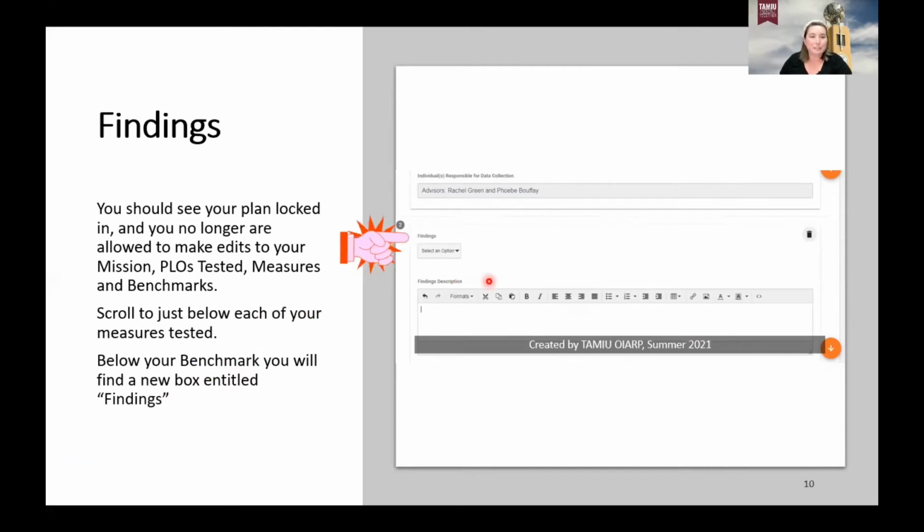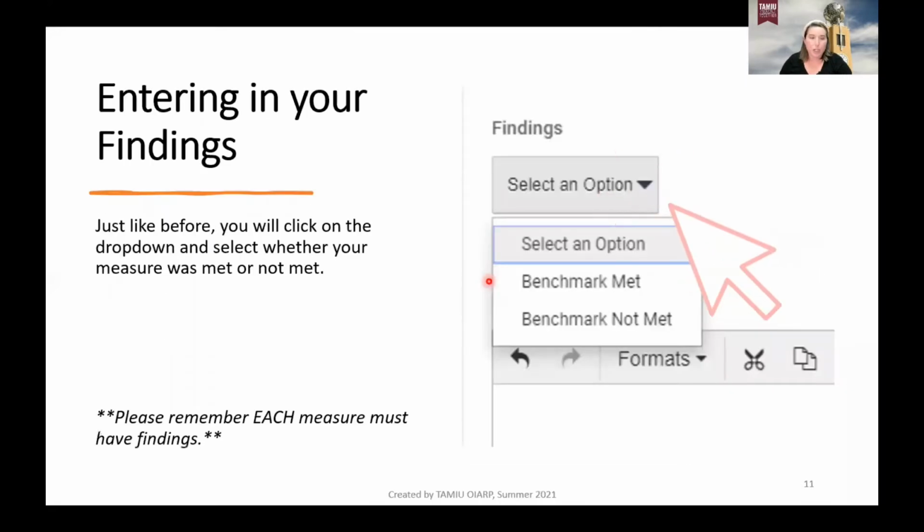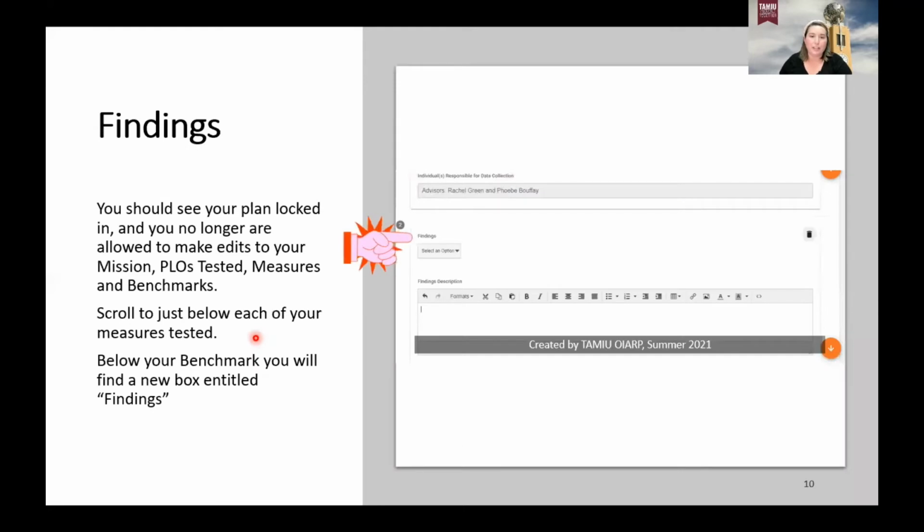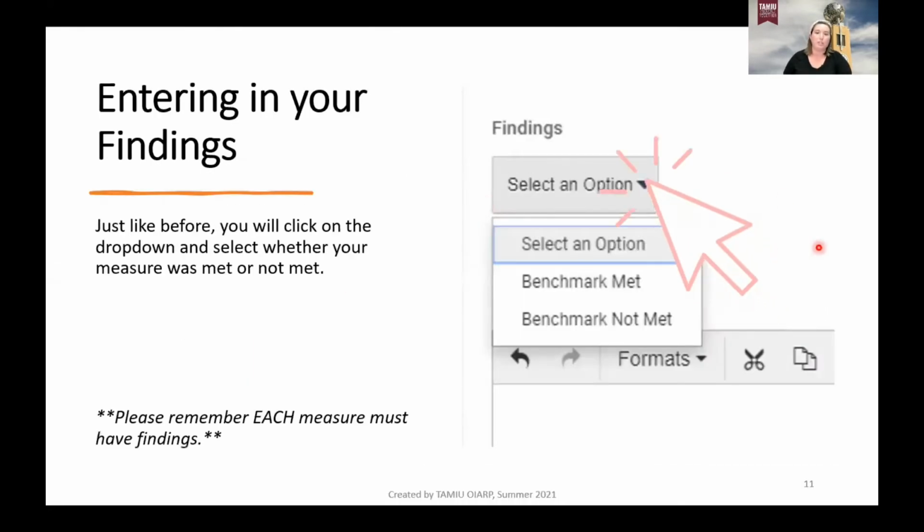Again, I put a little GIF there for fun, pointing it out. You're looking for the findings box. This is where you're going to enter in your results. So entering in your findings, as you saw in the previous slide, there is a select an option. I've just zoomed into that.